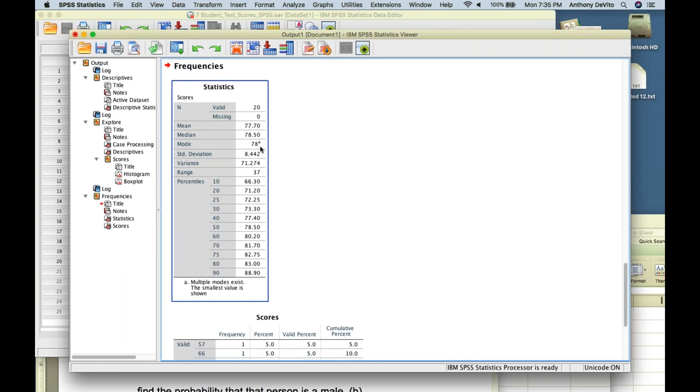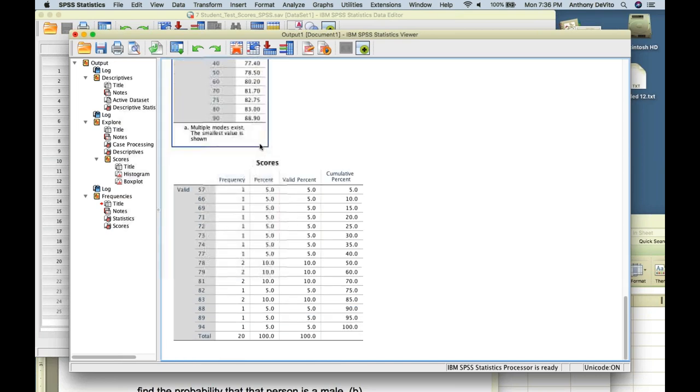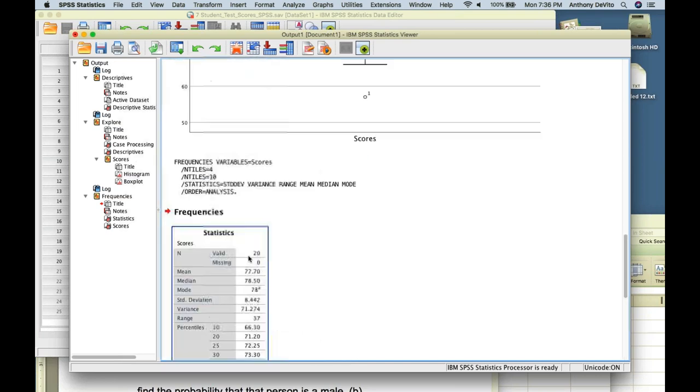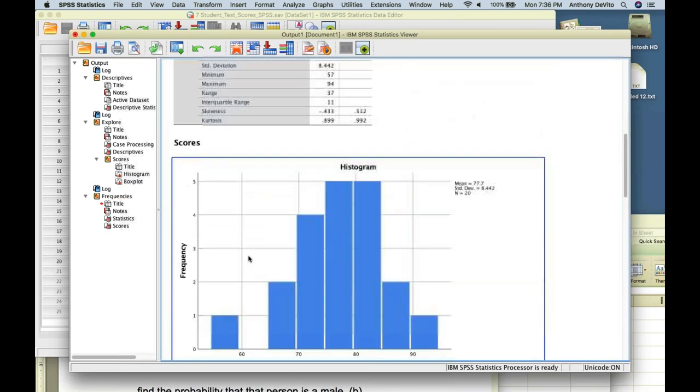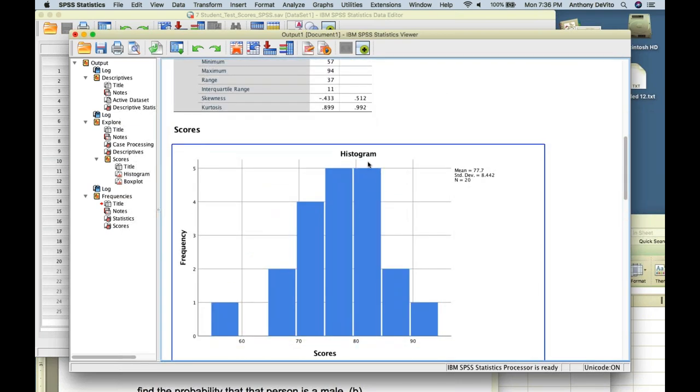Now you'll notice something interesting. There is an asterisk next to the mode. Anybody want to hazard a guess why it's an asterisk? More than one mode, yeah. And it actually gives you only the first one in SPSS. So just so you know, if you do a histogram, you might get lucky and see, here you go, here's the reason why it came up with two modes, right?